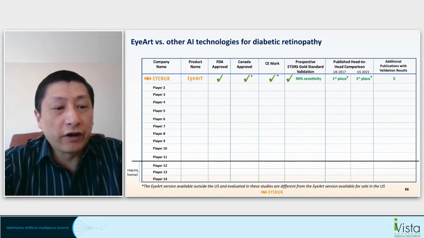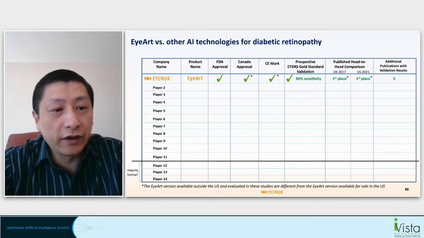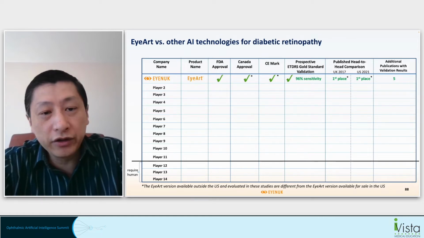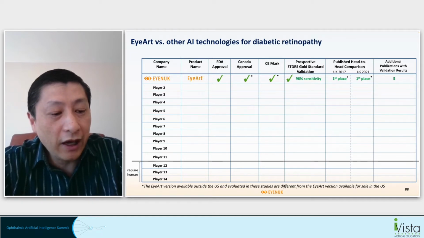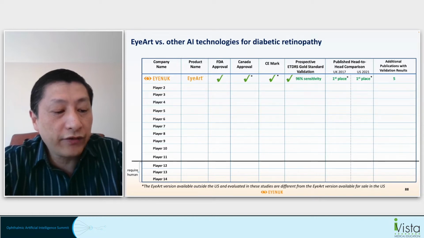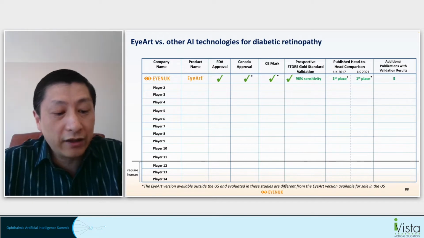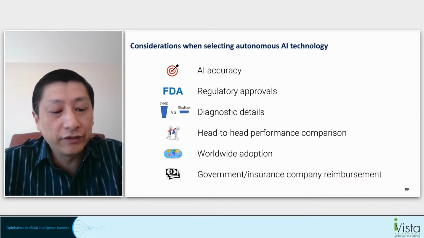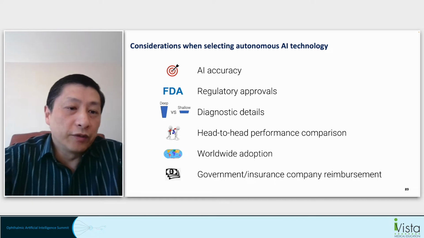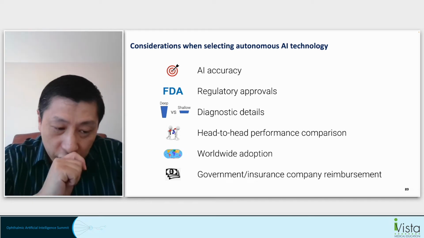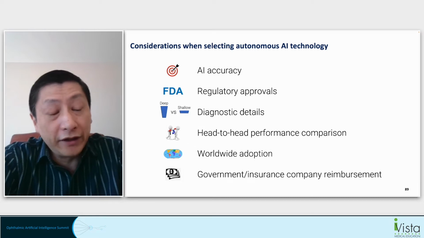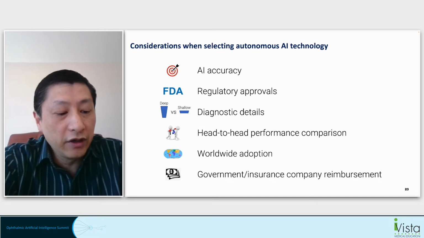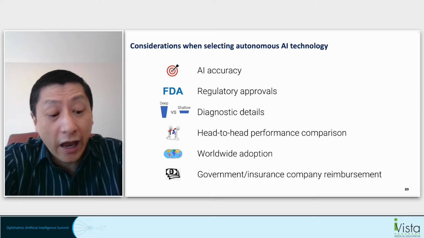In addition to IR, there are a lot of brands and companies out there in the DR AI field. Due to time, I'm not going to name every company and go into their details. But what I'd like to do is share a few key considerations when you select an autonomous AI for DR detection. So I would propose that key considerations when selecting autonomous AI would ideally include the following 6 criteria. First, published results for AI accuracy.